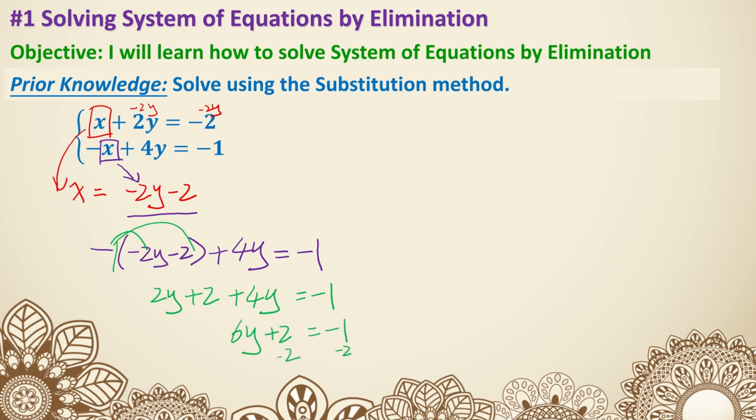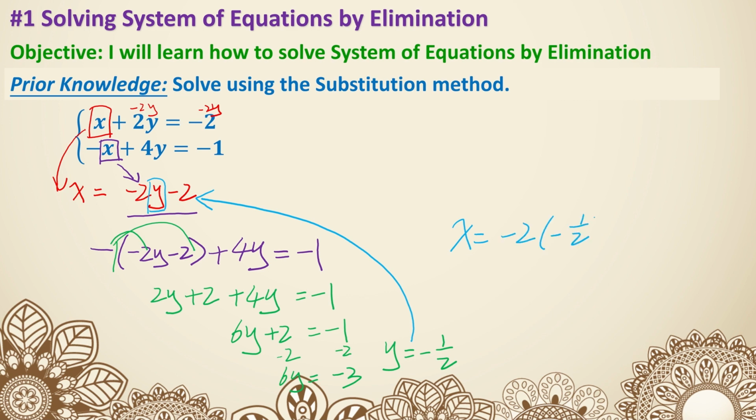Subtract 2 on both sides. 6y equals negative 3. And that means my y is going to be negative 1/2. And as soon as we have that, we can now put it into the equation that we use to substitute. So now x equals, and this time we're still doing substitution, just this time we're substituting the y with a negative 1/2. So x equals negative 2 times negative 1/2 minus 2. Negative 2 times negative 1/2 is a positive 1 minus 2, that is a negative 1. So we'll have negative 1, comma, negative 1/2. That is still the substitution method.